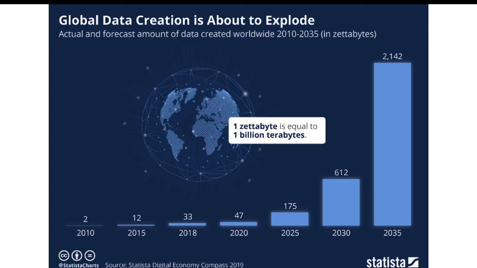Now let's look at the numbers at which the data size has increased over a couple of years. We borrowed this census from Statista. All the sizes are described in zettabytes, where 1 zettabyte equals 1 billion terabytes. Starting with 2010, the data created was about 2 zettabytes, which exploded in recent years and is expected to grow to 2100 zettabytes by 2035, which is very huge in terms of number as well as size. And so we need a very robust framework to process this huge data in the most efficient manner.